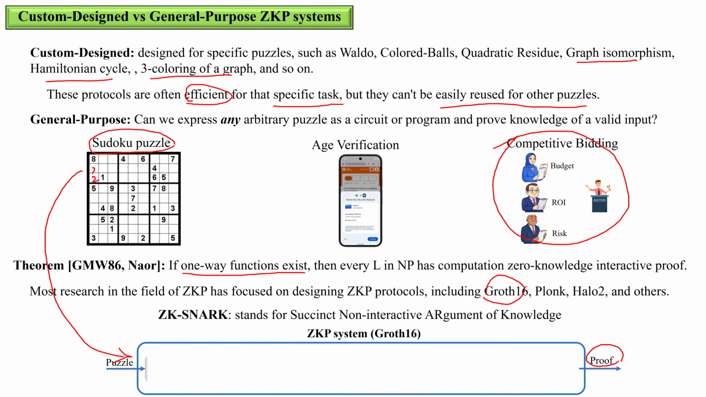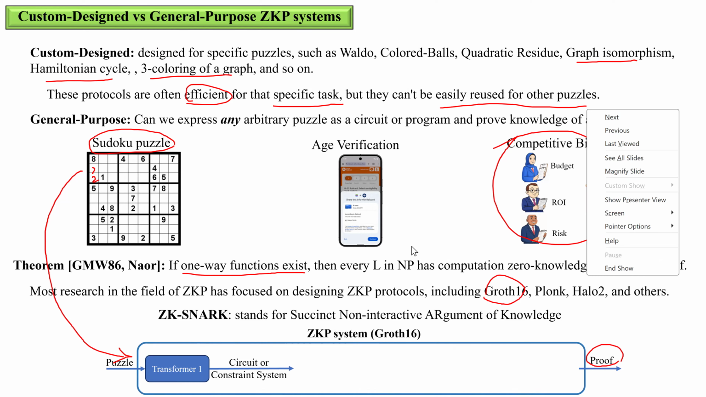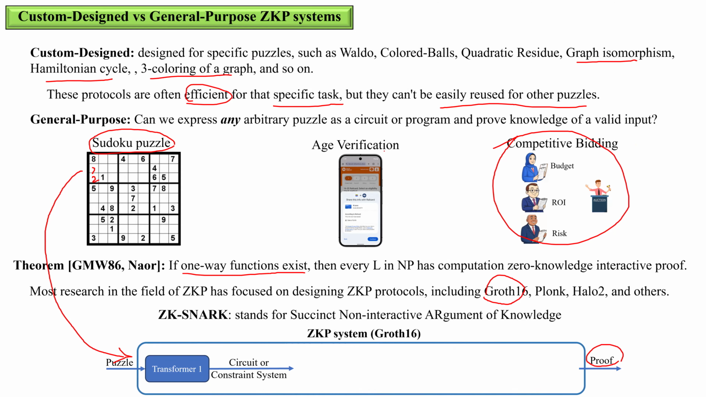Inside Groth16, we have different steps. First, we want to convert the puzzle into a constraint system or a circuit. For any kind of puzzle, Groth16 will convert the puzzle into a circuit. For the Sudoku puzzle, we have one circuit or constraint system. For age verification, when we follow the protocol, we will have another, different circuit or constraint system.